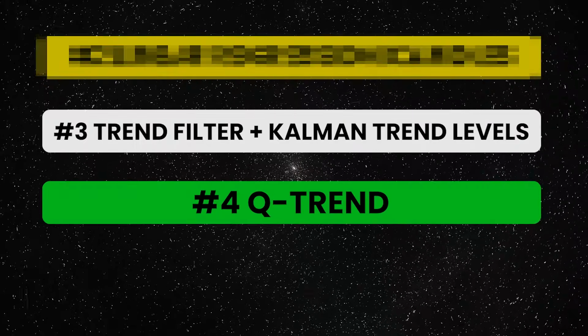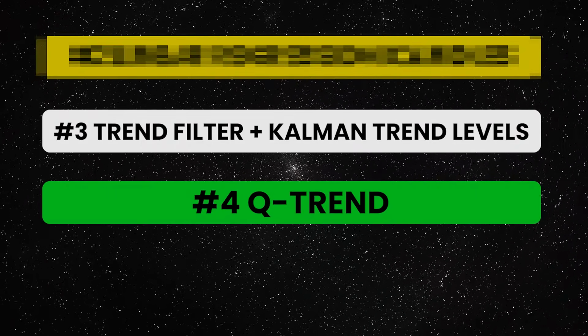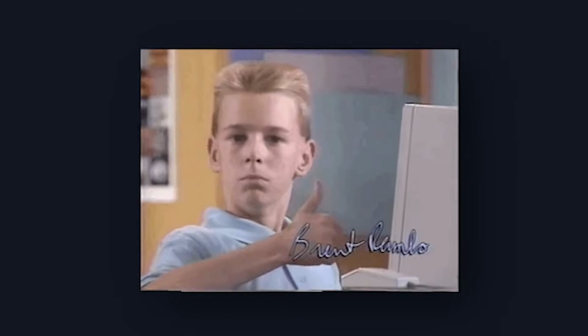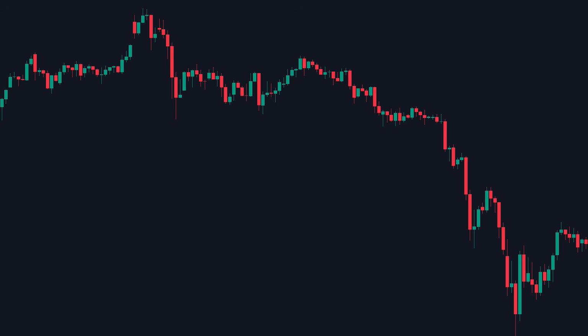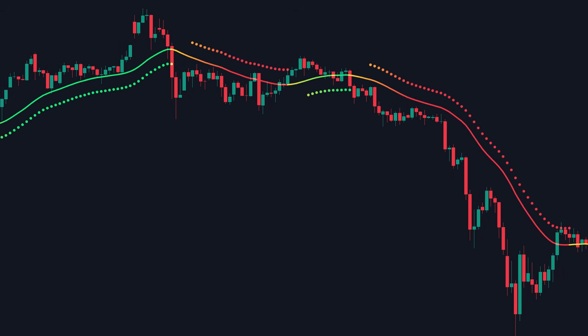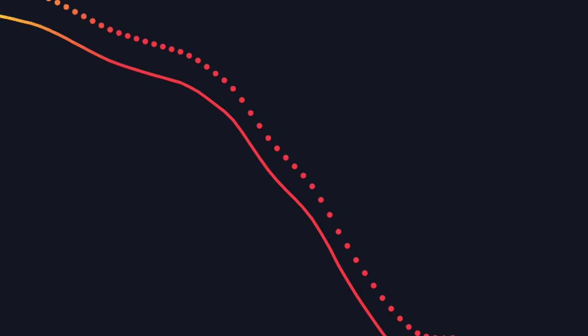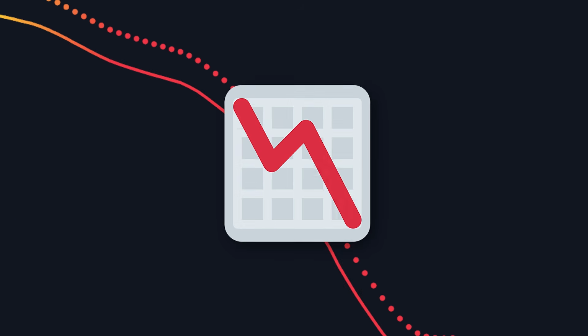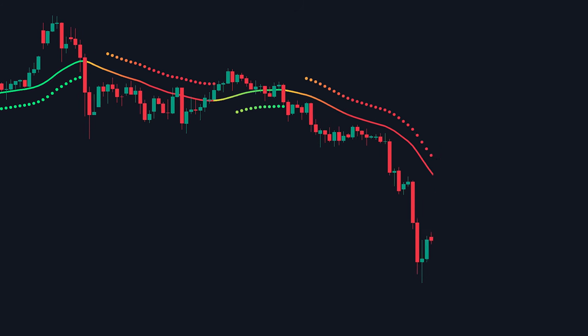Number 3. In 3rd place, we have a combination that takes a very different approach to the problem of market noise and solves it more elegantly than most traders expect. The first indicator is the trend filter, and the concept is beautifully simple. It plots a 2-pole filter line directly on your chart. When that line is green and price is trading above it, the market is bullish. You only look for buys. When the line is red and price is below it, the market is bearish. You only look for sells. No interpretation needed. The indicator is literally telling you this is the environment you're operating in right now.